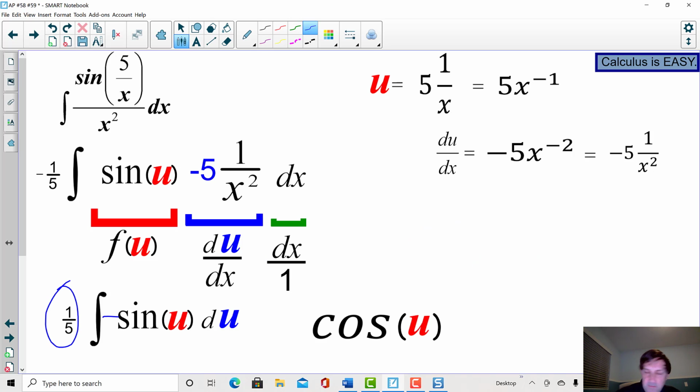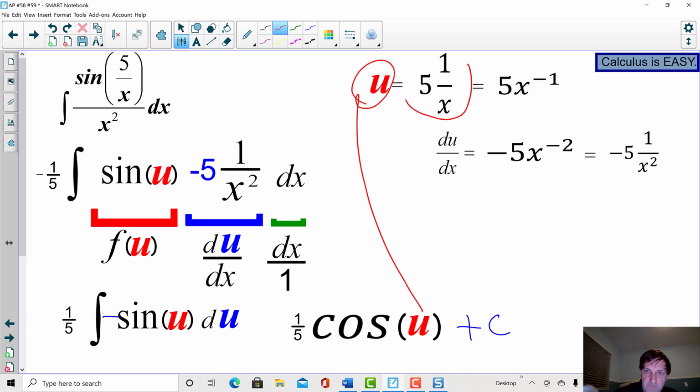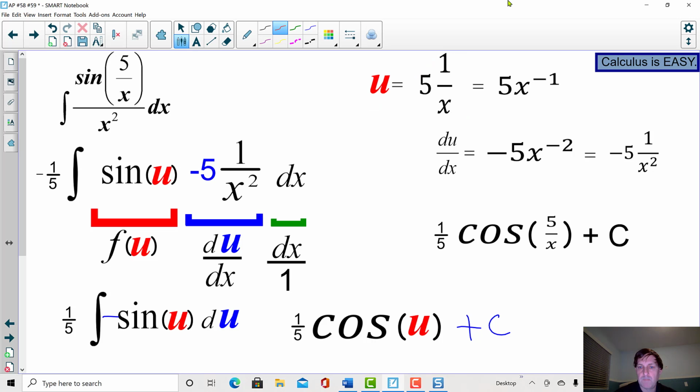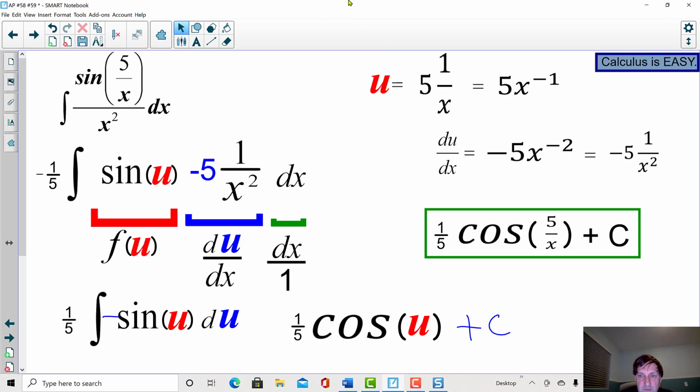Don't forget the 1/5. Don't forget your plus c. And don't forget that u was just equal to 5 over x. And that's it. We'll put a box around it. And that's our final answer.